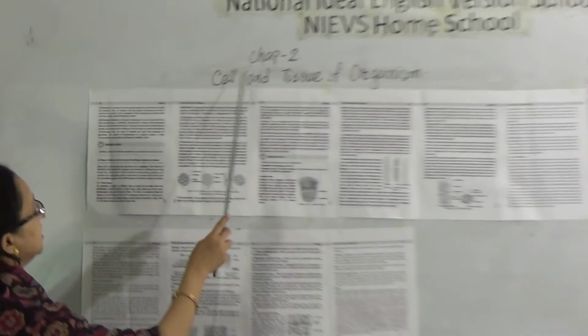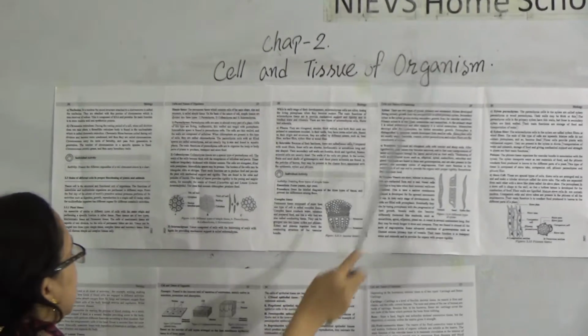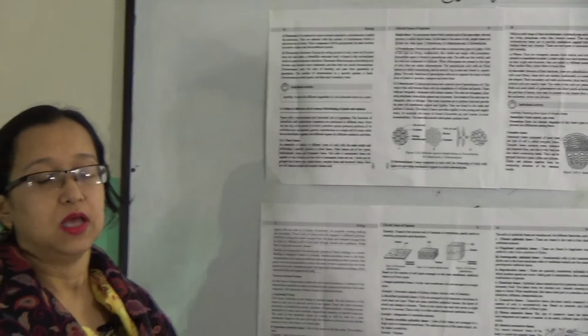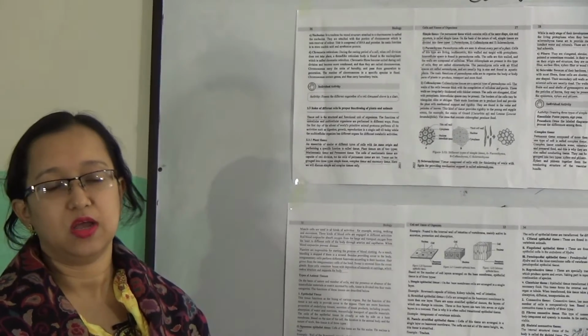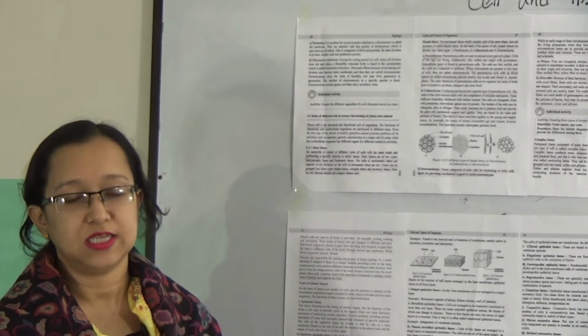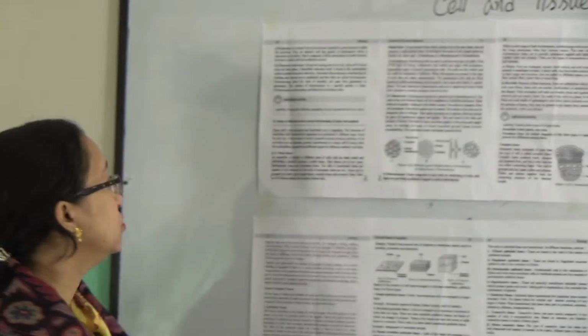Our chapter number is chapter 2, cell and tissue of organism. In our previous class, we discussed the cell organelles like mitochondria, Golgi body, lysosome, endoplasmic reticulum, and the cell organelles which are situated in the plant and animal cell. And in our today's class, we also discuss tissue, different types of tissue, plant tissue and animal tissue.